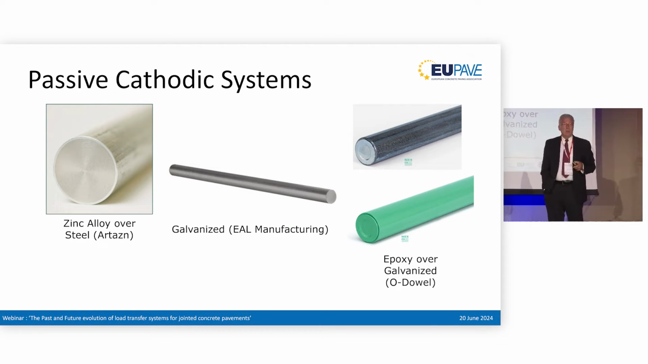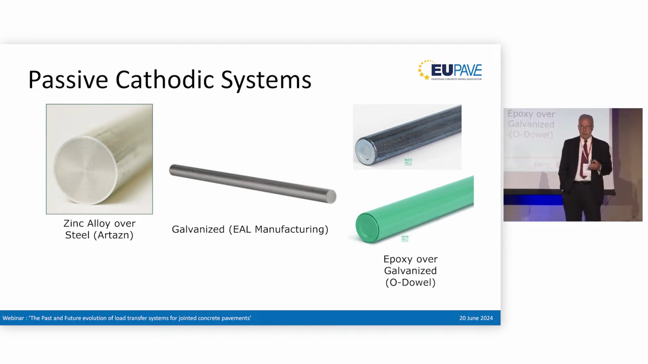We have also experimented with some passive cathodic systems where we're using a layer of zinc alloy of some sort on the outside of the bars, where the zinc will corrode preferentially and protect the underlying steel. Zinc alloy over steel, as you see here, this is about a 1 millimeter thick layer of zinc that's encapsulating a standard dowel bar. Galvanized dowel bars, which of course would have just a very, very thin layer, just a few microns thickness around the bar.